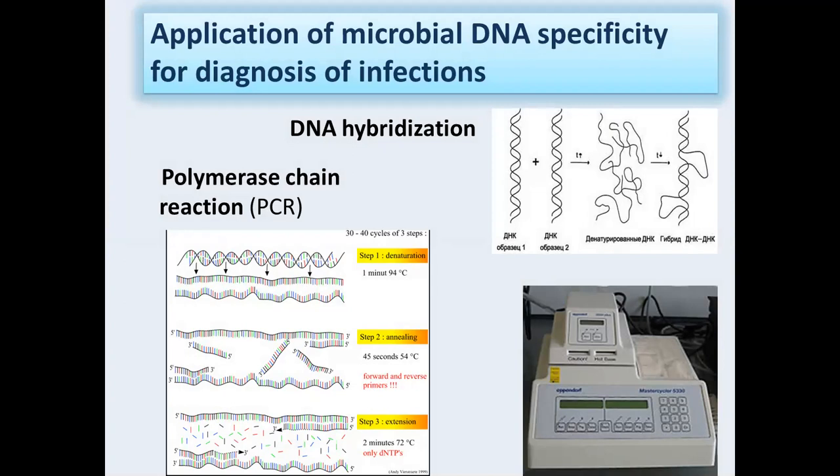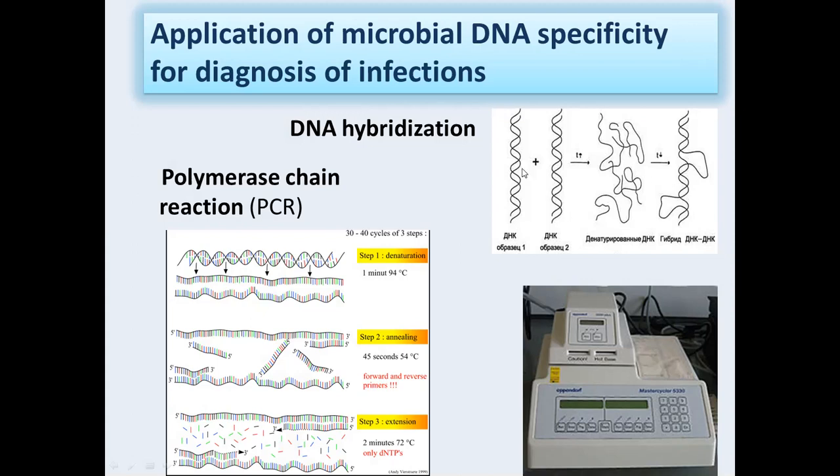The two main methods are DNA hybridization, which is based on the ability of DNA to make a double-stranded structure after it is denatured. And if two species of bacteria are closely related to one another, their DNA has complementary sites, and if we mix the DNA of these two bacteria, it restores a double-stranded structure. If they are not related, there are no double helix elements in the structure of the mixed DNA.